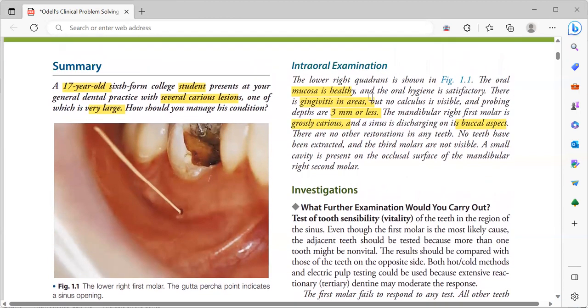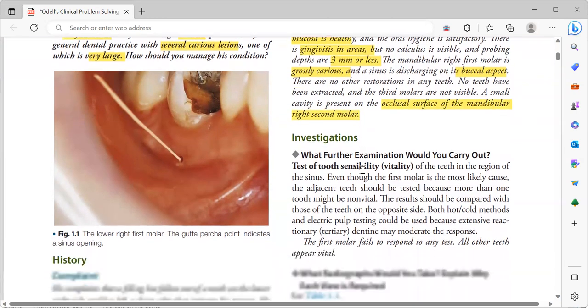In the intraoral examination, we check the patient's soft tissues, hard tissues and all the teeth in that area. First we started with the soft tissue: we checked the mucosa and gingivitis, and there was no other problem. Then with the hard tissue, we checked the teeth for any extracted teeth, where the third molars are, or any other decay. We found a small cavity on the occlusal surface of the mandibular right second molar.